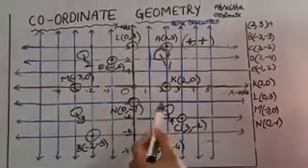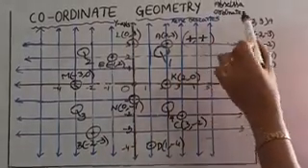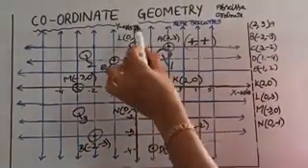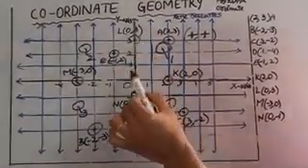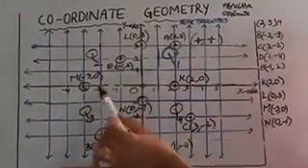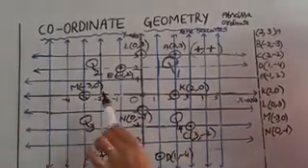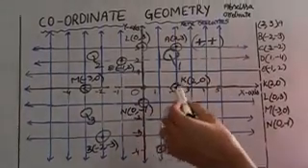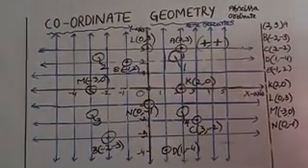So what we observe here: for any point where the abscissa is 0, all those points lie on the y-axis. That means the first coordinate is 0, and all those points lie on the y-axis. And if the second coordinate, that is the ordinate, is 0, all those points lie on the x-axis. And the remaining points, if we take them here, all lie in different quadrants.